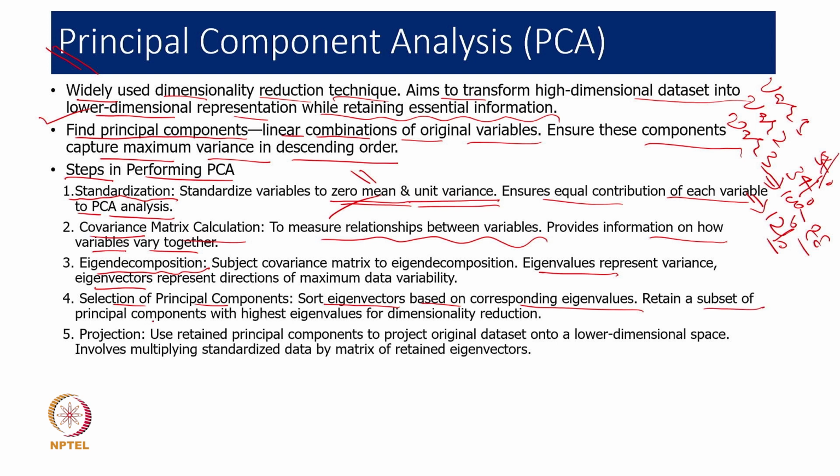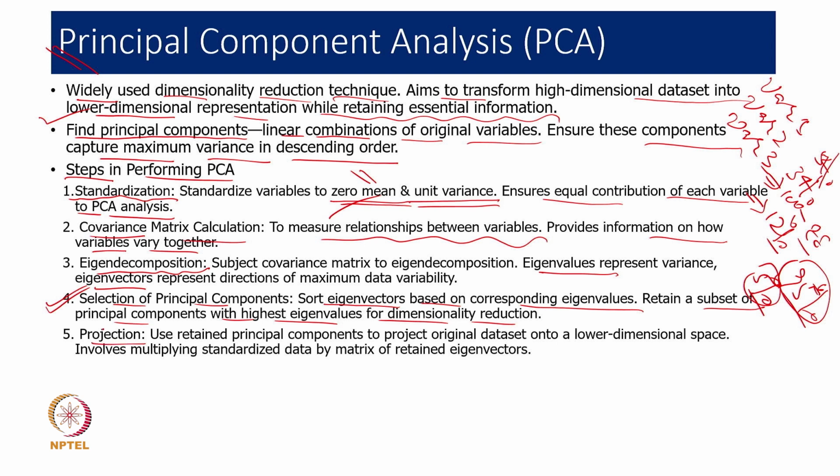Retain a subset of the principal components with the highest eigenvalues. Now we say, of the overall eigenvalues, 95 percent I'll go ahead with, and the last 5 percent I'll reject. That's possible. So this is where we choose, and the selection of principal components will be based on that.